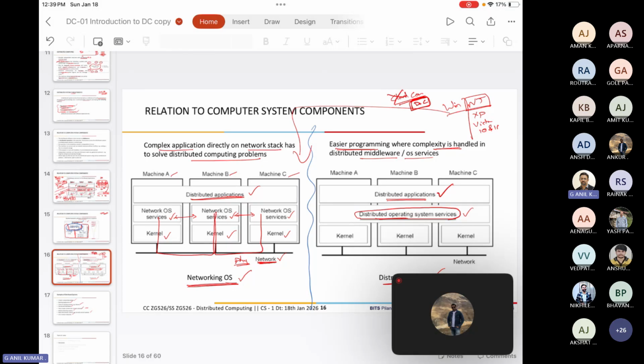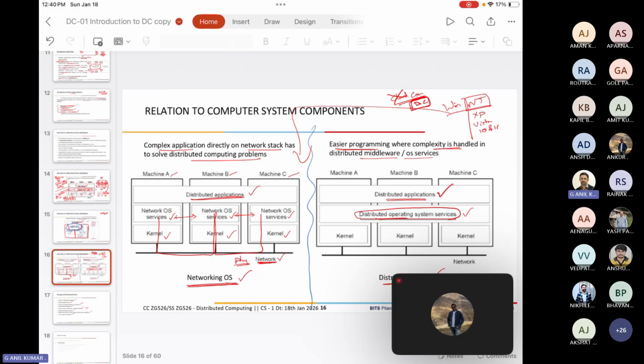Meaning, machine A's processor can go and read the data of machine C in its RAM. Machine A's processor can access the RAM of machine C, if the distribution is at a higher level. That is not the case in the network operating system, where it needs to request the operating system and, via the operating system, get the data, which is more complex.